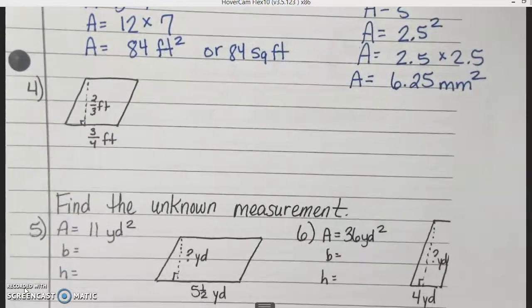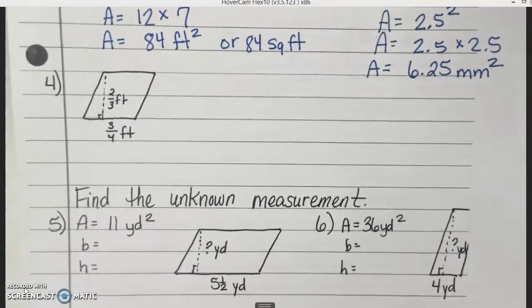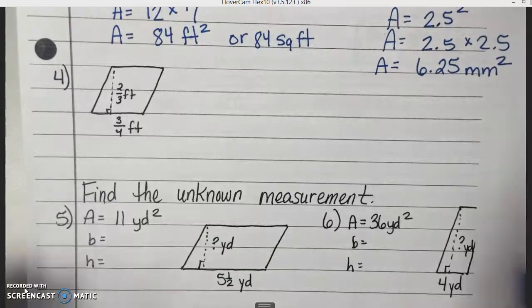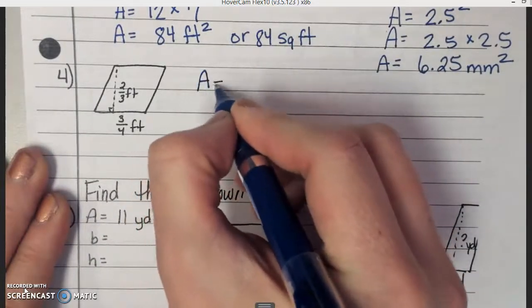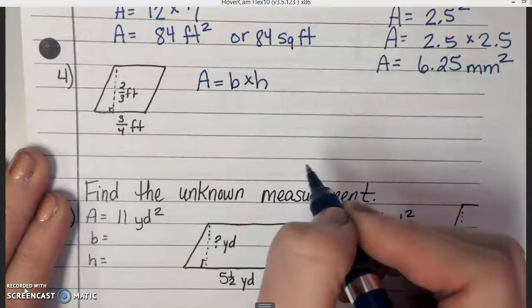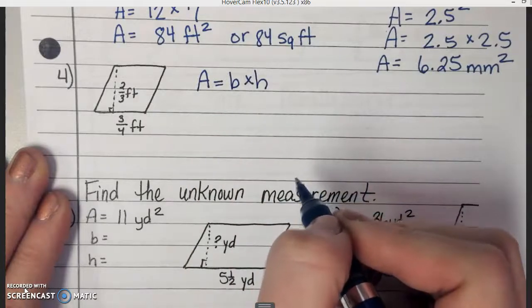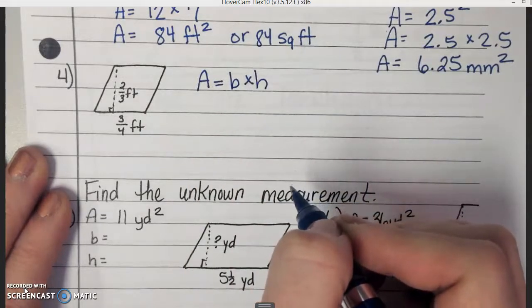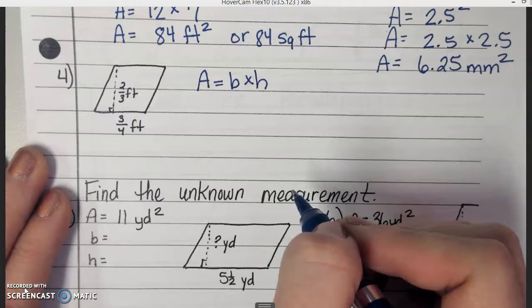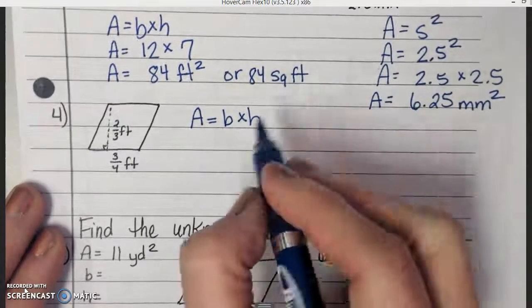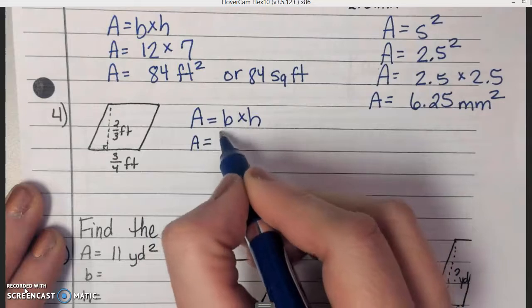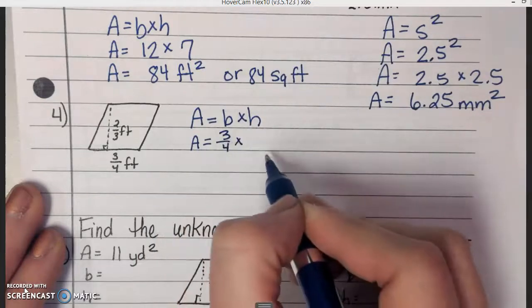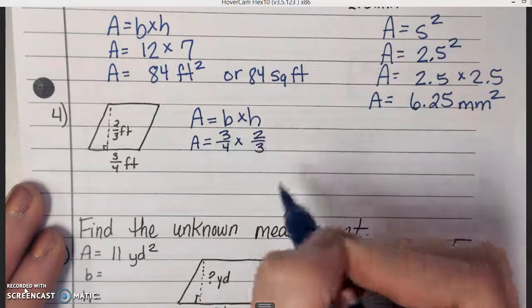Alright, look at number 4. So what makes this one a little more difficult? We got fractions. But we can do fractions, right? So start with your formula. Area equals base times height. What's my base? 3/4. What's my height? 2/3.